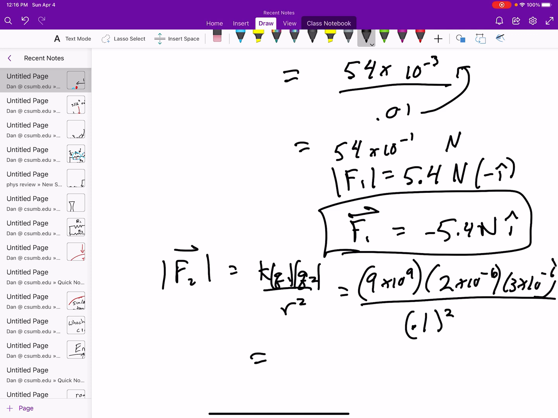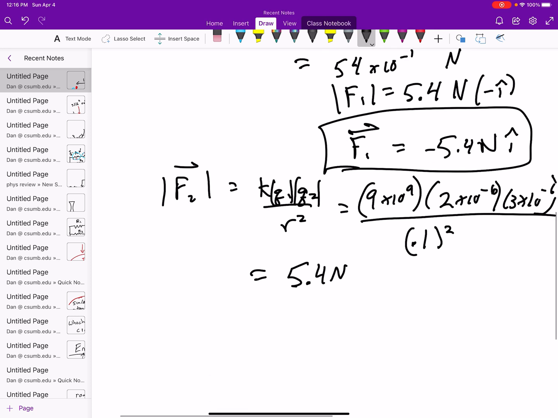And of course, this is going to be the same thing I just calculated, 5.4 newtons. But its direction, unlike the direction of the other case, it's going to be I hat, because I know it's an attractive force. So F2 is 5.4 newtons I hat.